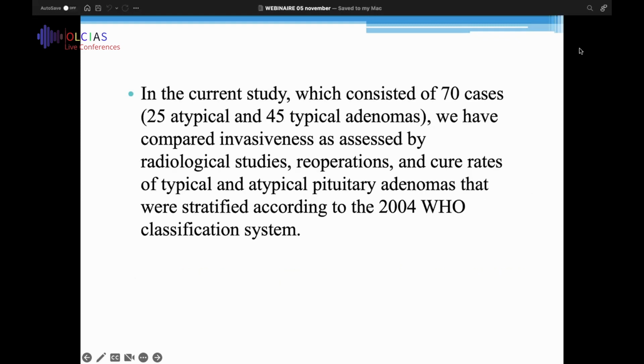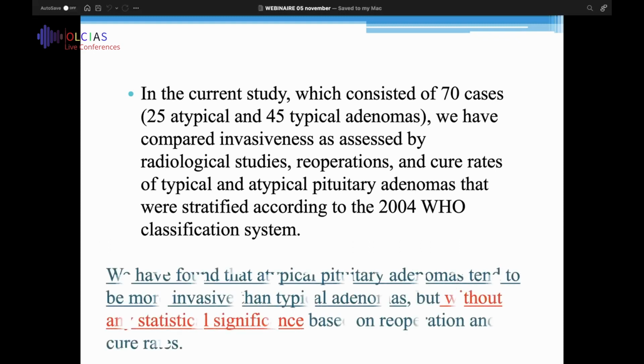In the current study, which consisted of 70 cases, 25 atypical pituitary adenoma and 45 typical adenoma, we have compared the invasiveness as assessed by radiological study, reoperation and cure rates of atypical and typical pituitary adenoma, and all this is certified according to the 2004 WHO classification system. Next one.